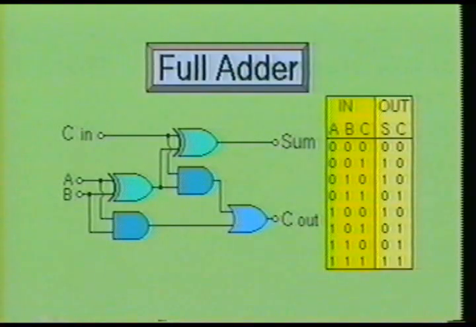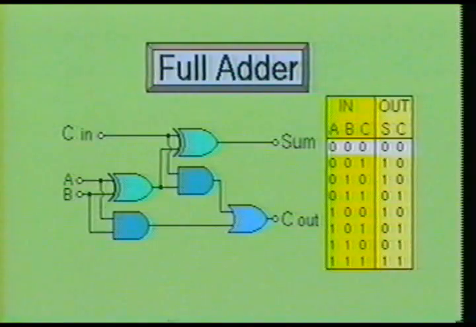Here we see the equivalent circuit for a full adder stage. Also shown is the truth table. Notice that the full adder circuit has three inputs, A and B and carry in. This circuit also has two outputs, which are labeled sum out and carry out. As you can see, this circuit consists of two exclusive OR gates, two AND gates, and one OR gate. We will now examine this circuit to see how it works.